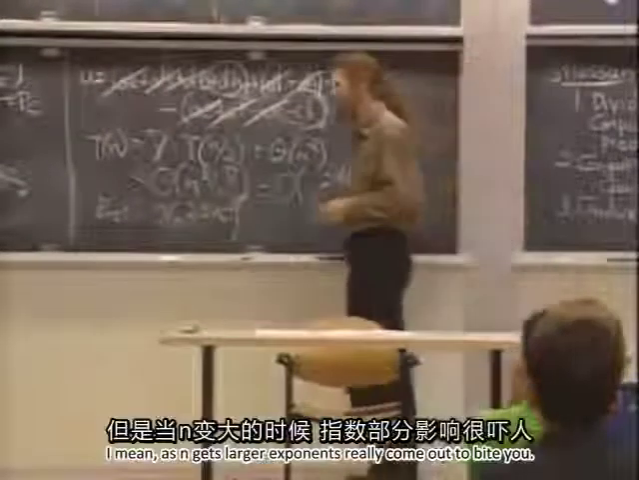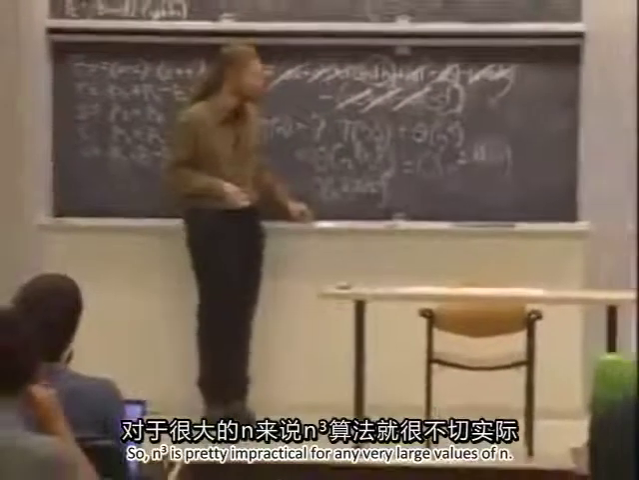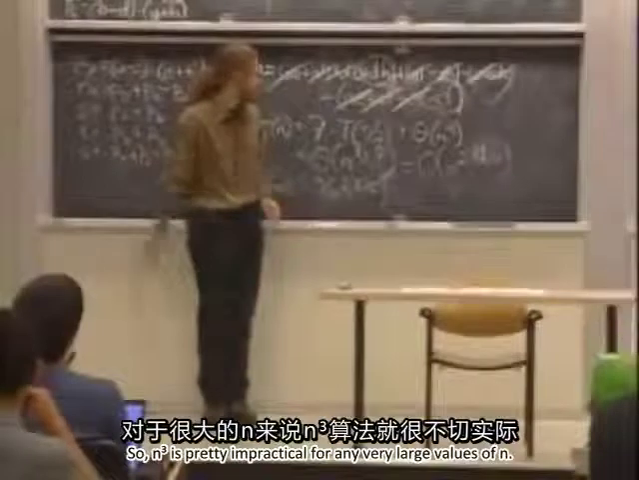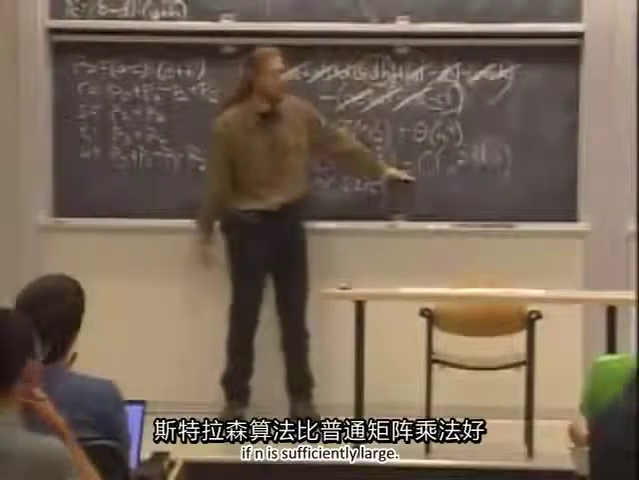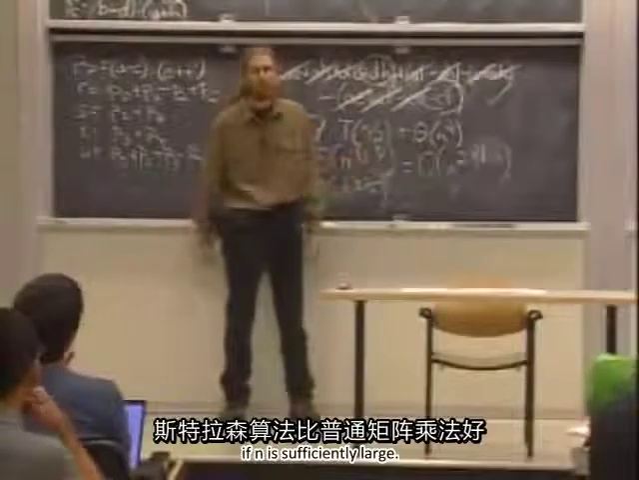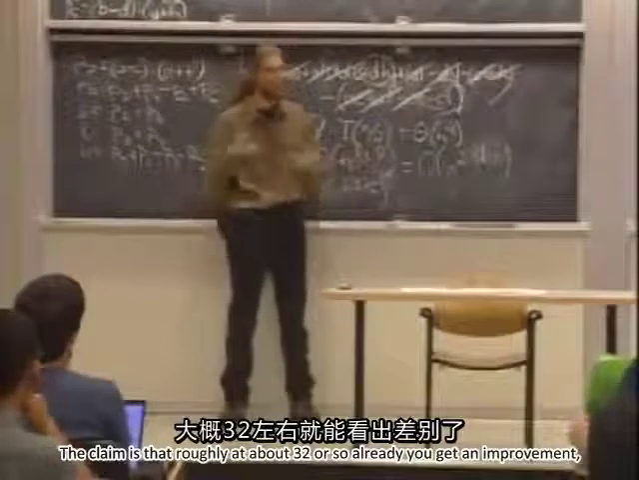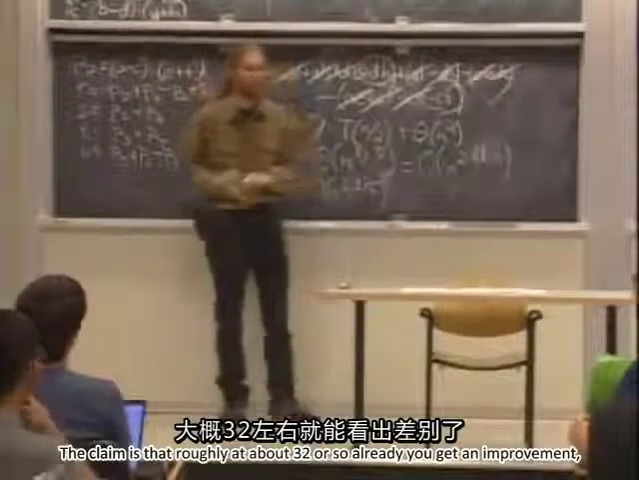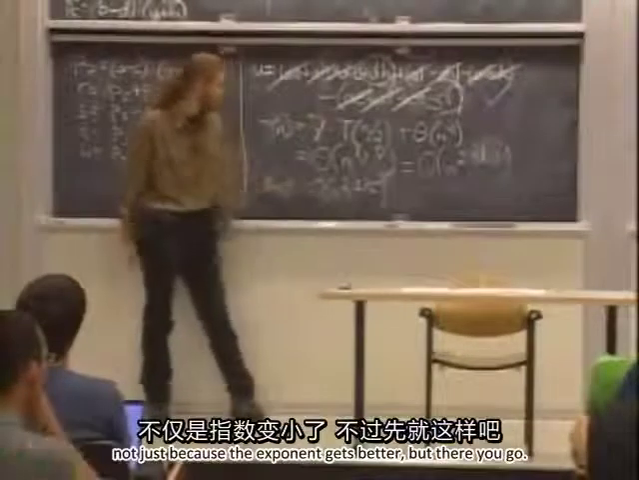As n gets larger, exponents really come out to bite you. So n cubed is pretty impractical for very large values of n. We know that Strassen will beat normal matrix multiplication if n is sufficiently large. The claim is roughly n about 32 or so, already you get an improvement, for other reasons, not just because the exponent gets better.